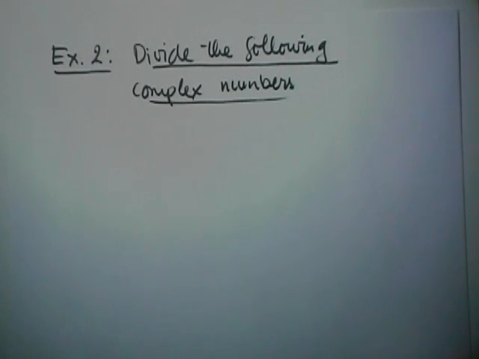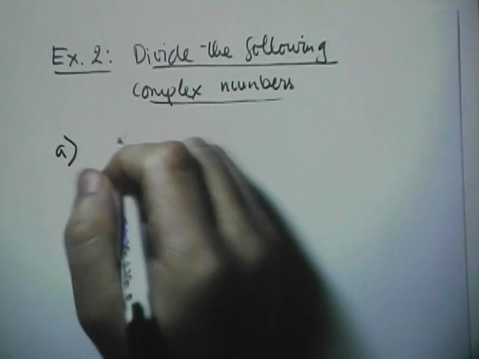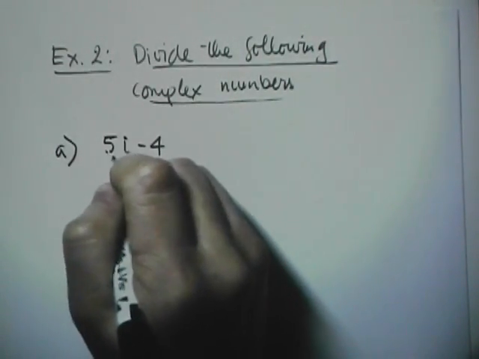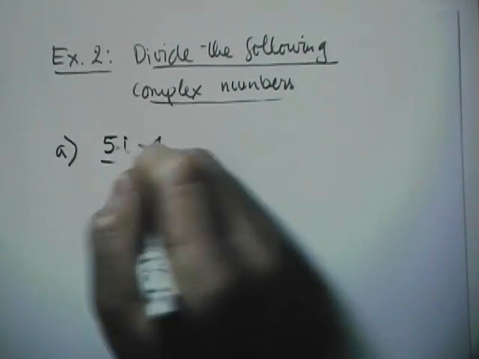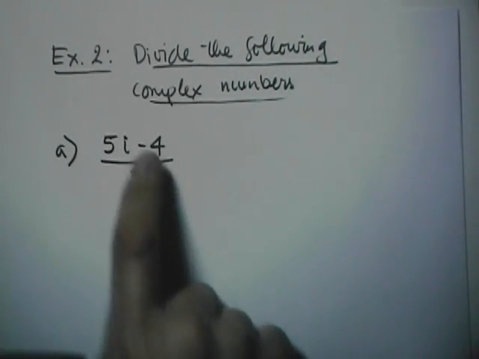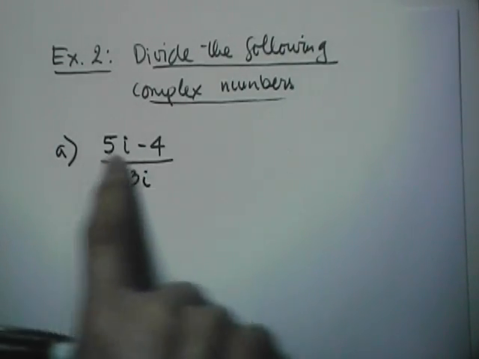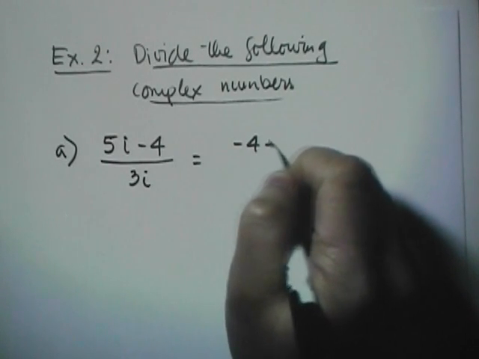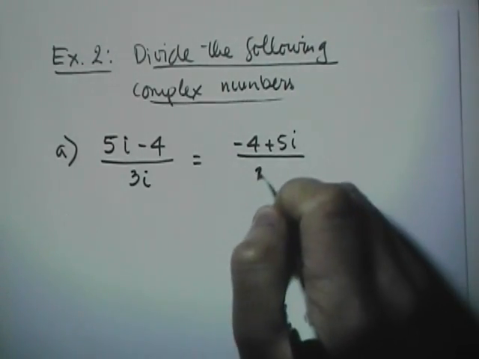So now let's look at our second example, formal examples for dividing complex numbers. And in this same example, we're probably going to do more than one problem. So for part A, how about we do 5i minus 4 over 3i. First of all, you can notice my numerator doesn't look to be in standard form, so I prefer to write it as minus 4 plus 5i, divided by 3i.